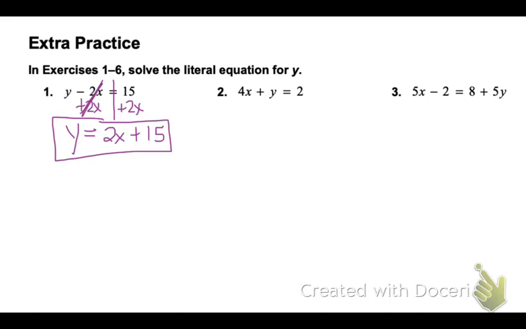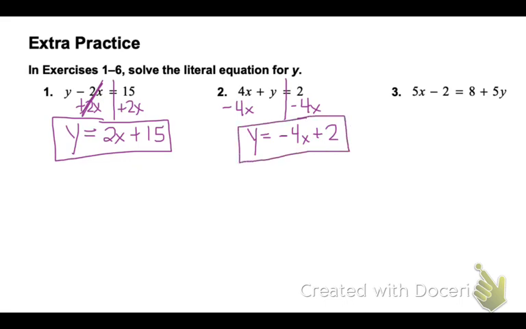Number 2, again, we're solving for y, so we need to subtract the 4x from both sides. y is equal to, and again, if we just put that term next to equals, notice that's a positive 2, so that's how we get that plus 2. If you do it just like 2 minus 4x, it's not technically wrong, okay? So just make sure that you're aware of that.